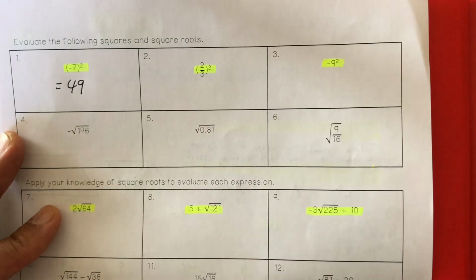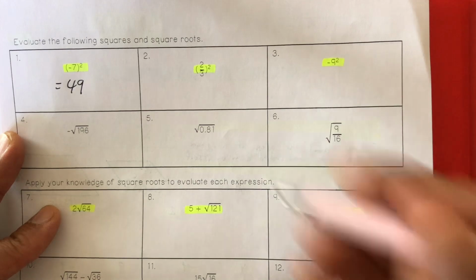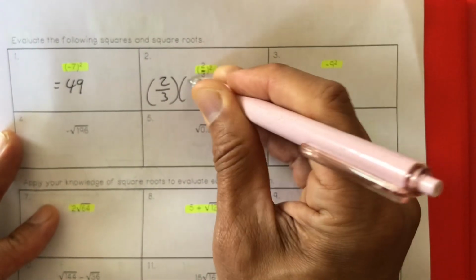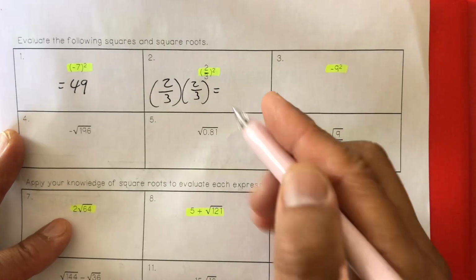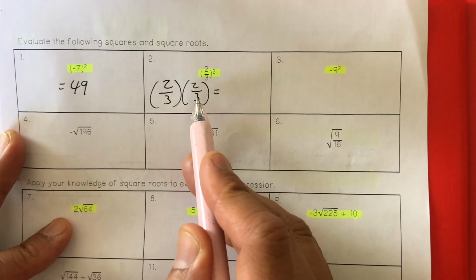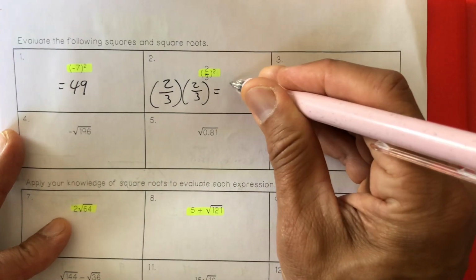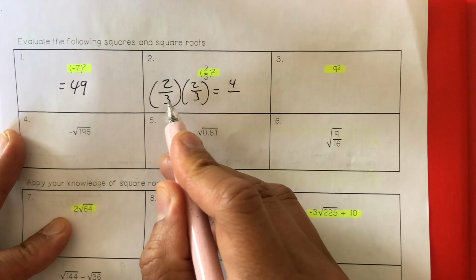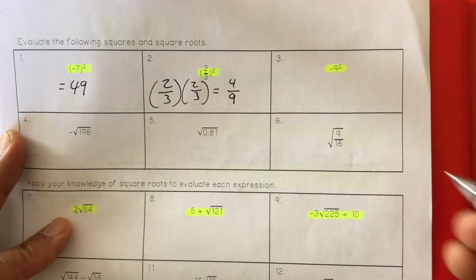Okay, what's inside the parentheses here? 2 over 3 times 2 over 3. So 2/3 times itself will give us, in this case we can't reduce it. We can't reduce either one, so we're just going to multiply straight across. 2 times 2 up top in the numerator gives us 4. 3 times 3 down below in the denominator gives us 9. So 4 over 9.